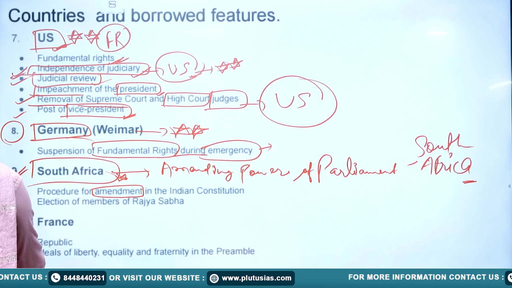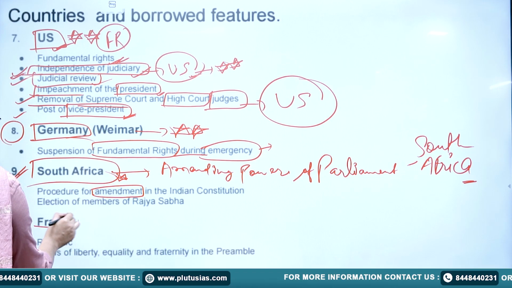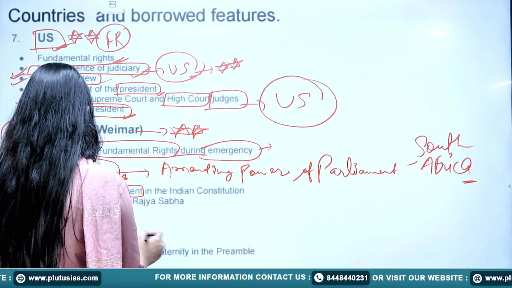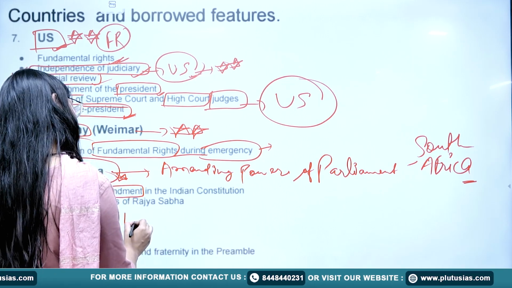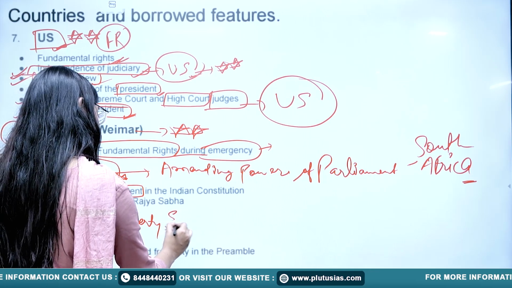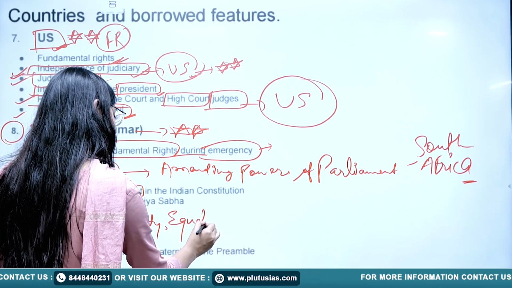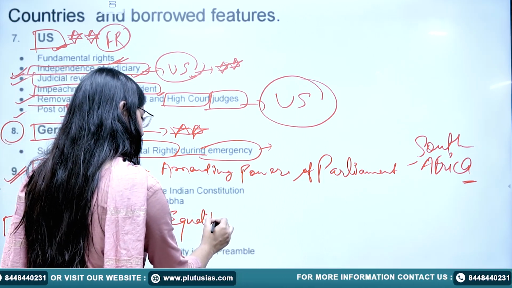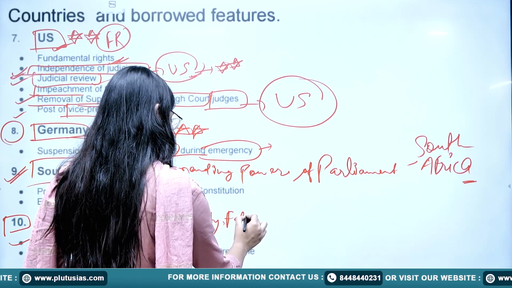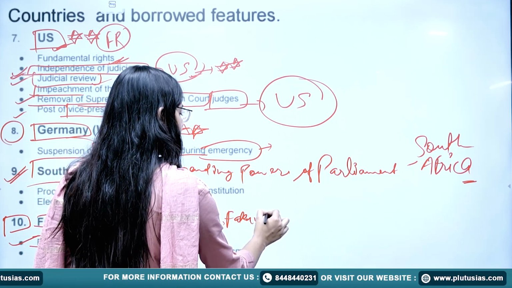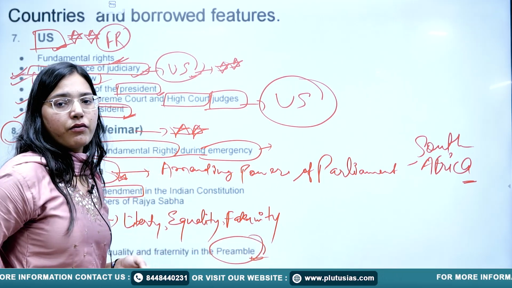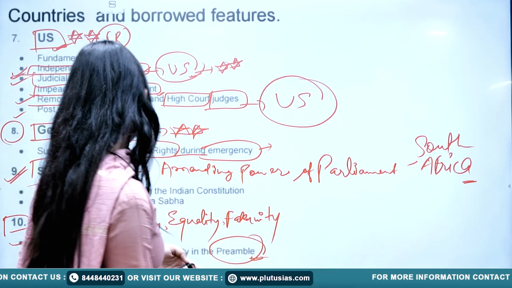And from France, we have taken the republic part. From France, in the French Revolution, we have seen liberty, equality and fraternity. All these three ideals are taken from the French Revolution, and they are incorporated in our preamble. From France, we have taken all this.